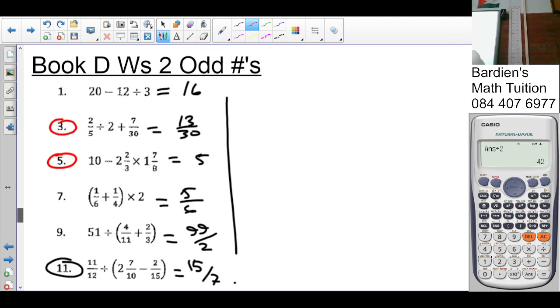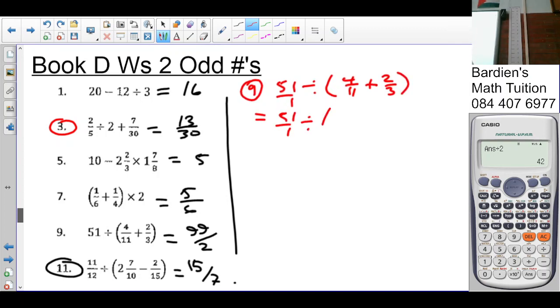People, number 5, any issues here? No? Number 7? No? Number 9? Yes? I got 19 over 17. Right, you go for it. 51 over 1 divided by open brackets 4 over 11 and my LCM is 33. So it's 4 times 3 is 12, yes? Plus 2 times 11 is 22. It's equal to 34 over 33. Good?